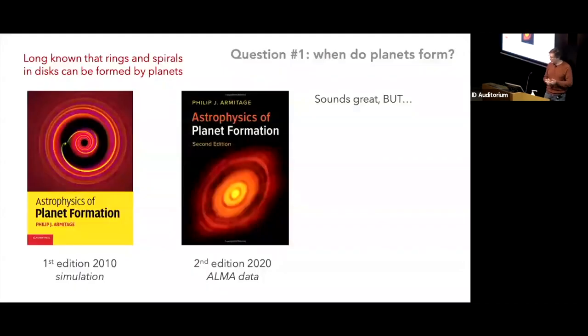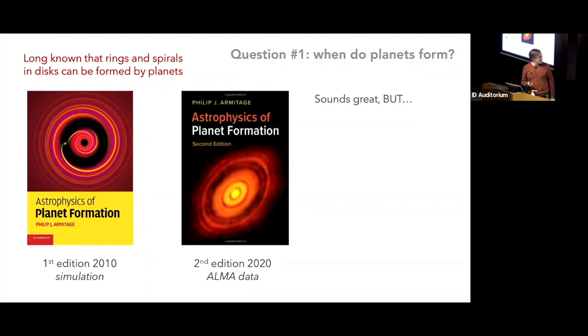Why is that a puzzle? Well, in one way, it's really good, because it's long been known that one way to make structures like that is to have planets in the disk, and the gravity of the planets perturbs the gas, and then the perturbed gas manages to concentrate dust in some kind of observable substructure in the disk.